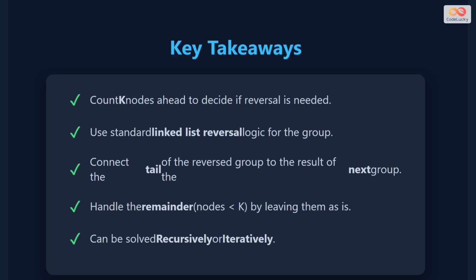To summarize, always check if you have enough nodes first. Use the standard reversal logic for the subgroup. Carefully connect the new tail to the next group, and remember to handle the remaining nodes by leaving them alone. This structure ensures a correct solution.